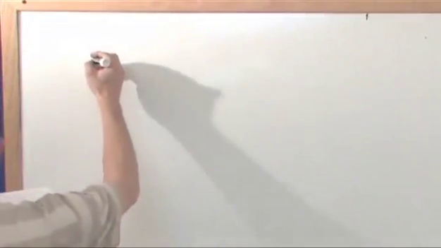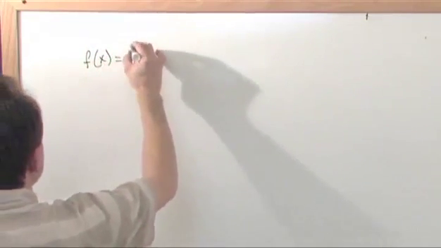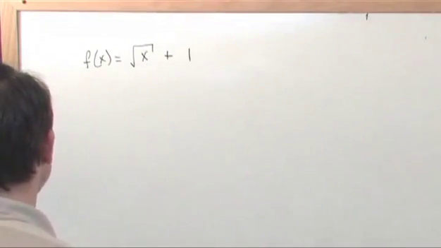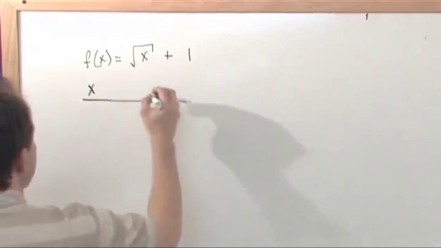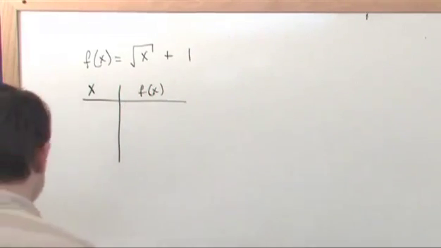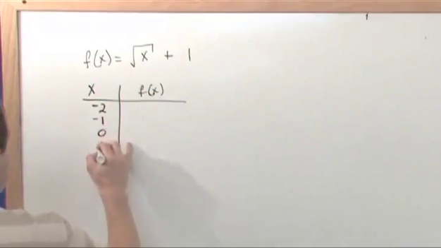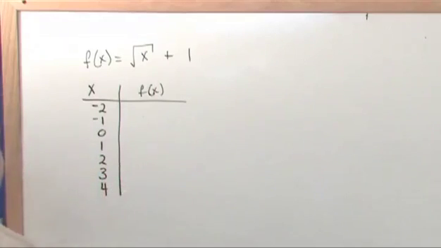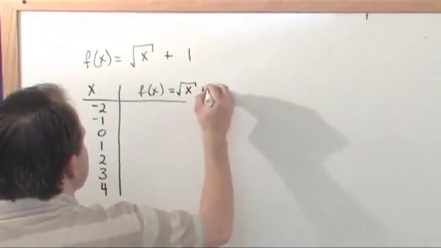Okay, the next problem is, let's say you had a function like f of x is equal to square root of x plus 1. Okay, what would that look like, and how would we plot it, and what's its domain and what's its range? So we do the same thing we did before. We create a column of x and f of x, and we just give it a shot. Now let's just pick these numbers, and you'll see why we picked them in a second. Negative 2, negative 1, 0, 1, 2, 3, and let's say 4. Okay, and f of x, we're just going to write it for reference as square root of x plus 1.